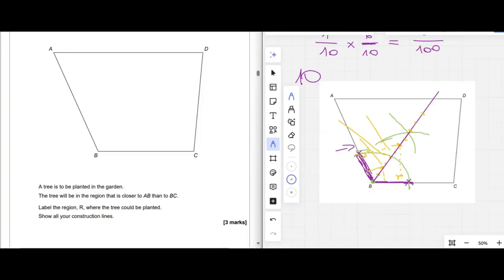And label our region by R and shade it a bit.